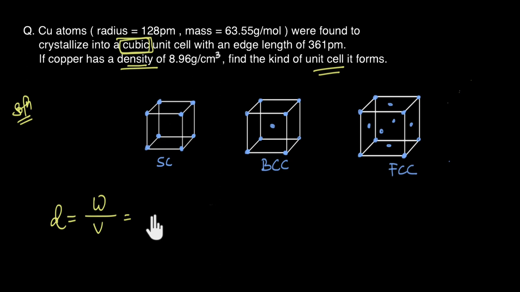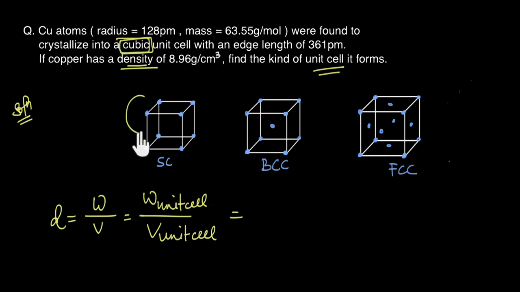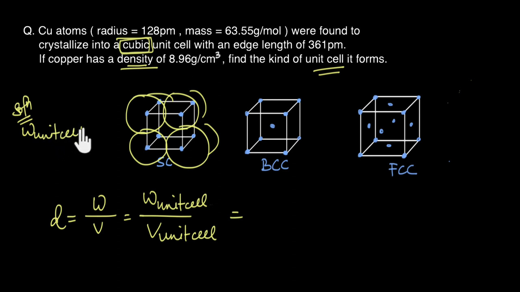So for a unit cell, the density will be the weight of the unit cell by the volume of the unit cell, right? Now, what do you think will be the weight of a unit cell? For example, if I take this simple cubic unit cell, which has 8 atoms at these corners, what do you think will be the weight of this unit cell? Well, it won't be equal to the weight of all these atoms because these atoms are not 100% inside this unit cell, but they are in fact shared between different unit cells, right? So the weight of the unit cell will only be due to the weight of the atom that is inside the unit cell.